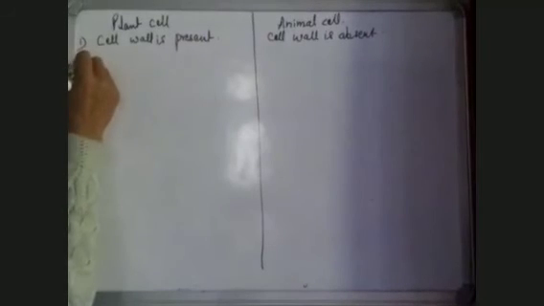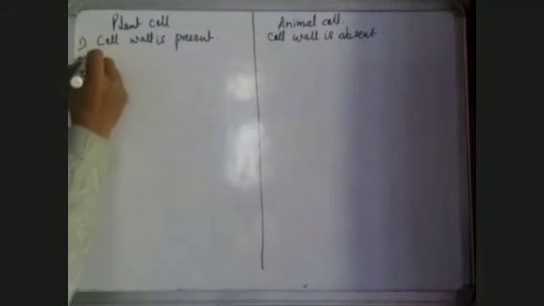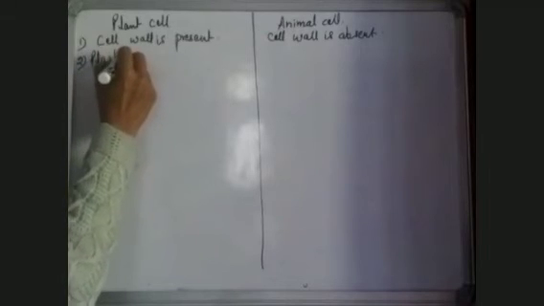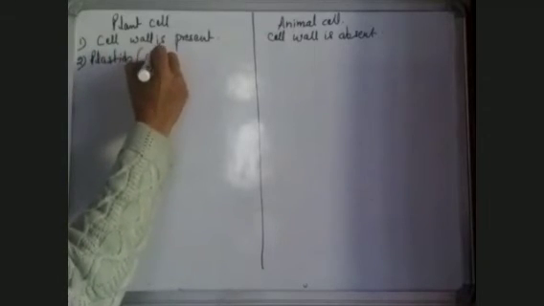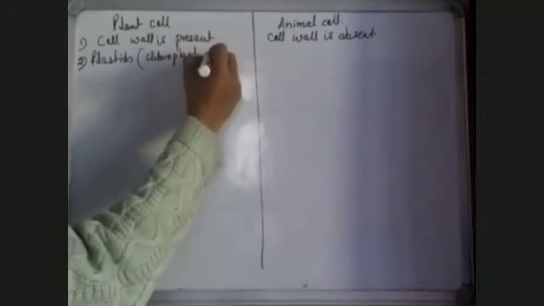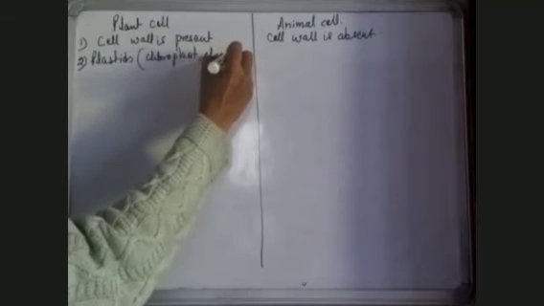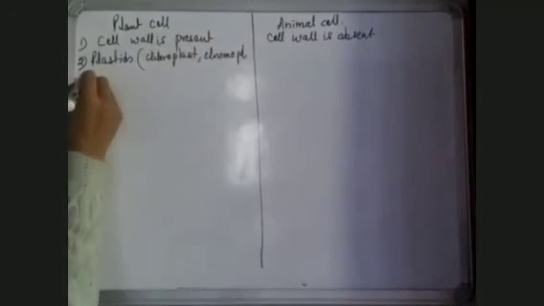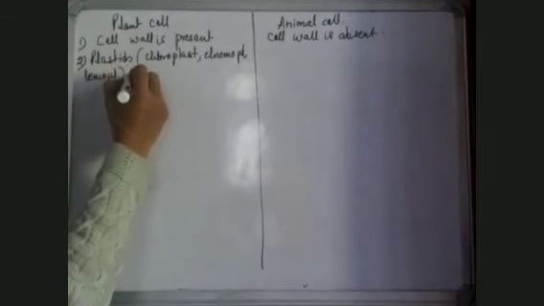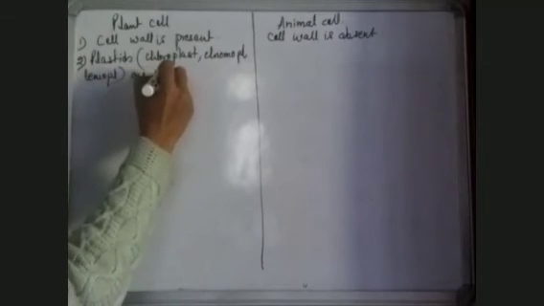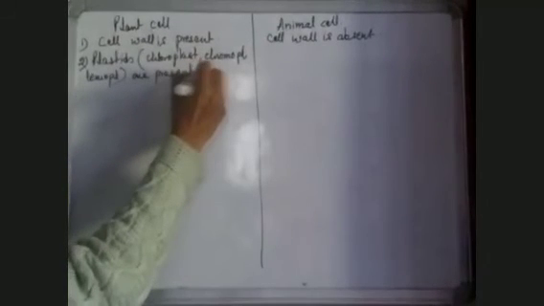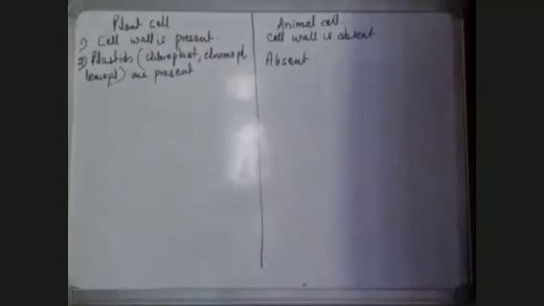The second difference between the two is the plastids. What are plastids? There are three types of plastids: chloroplast, chromoplast, and the third one is leucoplast. All these three plastids are present in plant cell, whereas all these plastids are absent in animal cell.